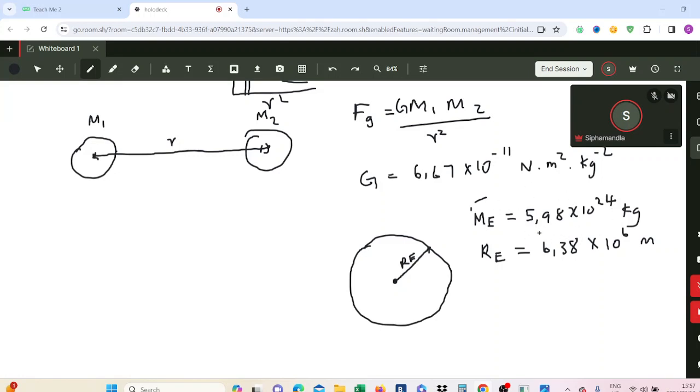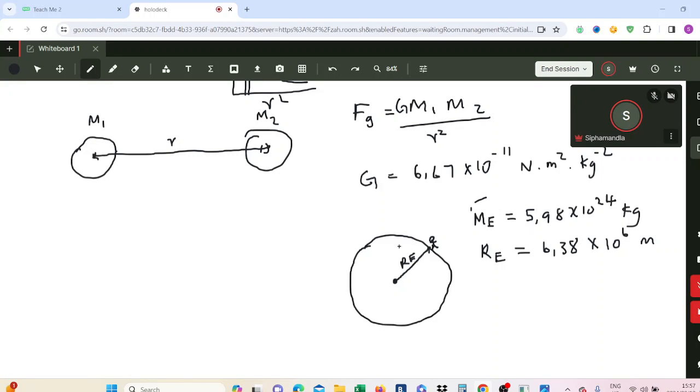Right? Let's say now at the surface of the earth we have someone. Let's say we have the person that is here at the surface of the earth, right? Now let's say we want to calculate the gravitational force that is exerted by the earth on this person.